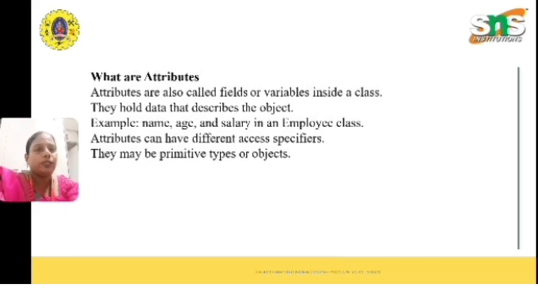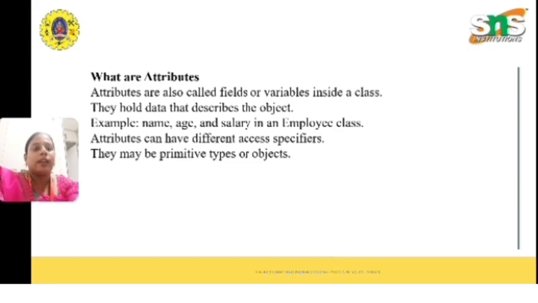So what are attributes? Generally attributes are nothing but fields or variables that are present inside of the class, that hold the data that describes what the object is. For example, name, age, salary. In an employee class, name, age, salary are the fields or variables in the class.